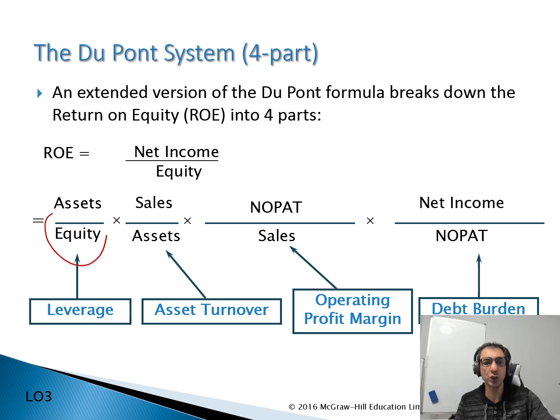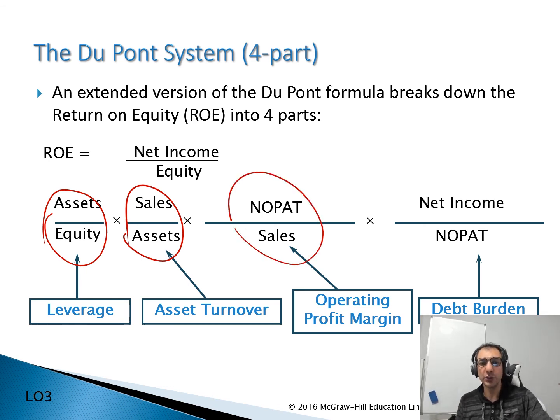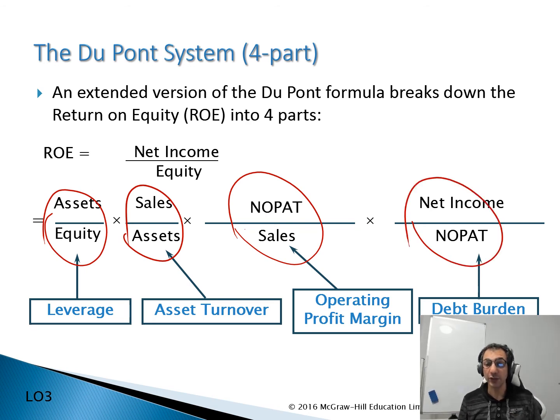The first portion is showing the leverage of the company, asset to equity. So higher asset to equity ratio means the company is using more debt or liability in capital structure. So the company is more leveraged. Then the sales to asset, we learned that's asset turnover. The NOPAT to sales is showing the profit margin. And finally, the debt burden is showing actually what is the role of debt in generating net income.